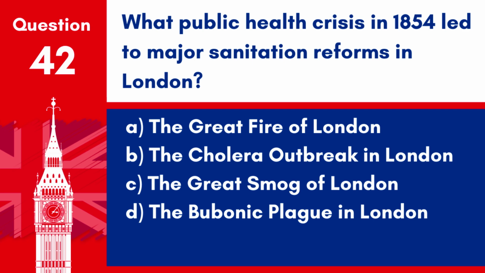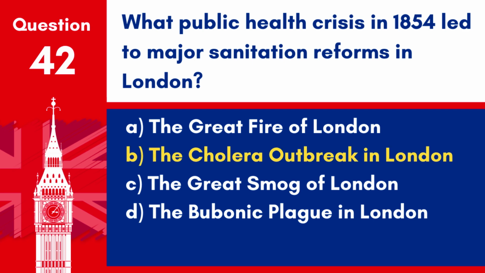Question 42. What public health crisis in 1854 led to major sanitation reforms in London? A. The Great Fire of London. B. The cholera outbreak in London. C. The Great Smog of London. D. The bubonic plague in London.